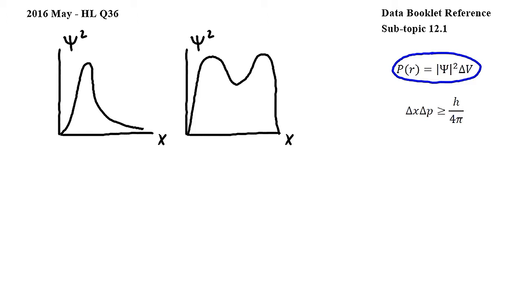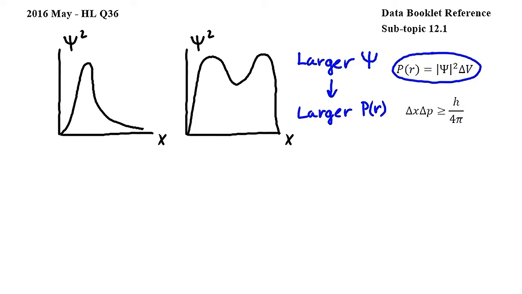From the equation we can see that larger psi squared means a higher probability of finding the particle at the given distance. I have drawn two arbitrary amplitude squared distance graphs. Let's examine the differences between them.